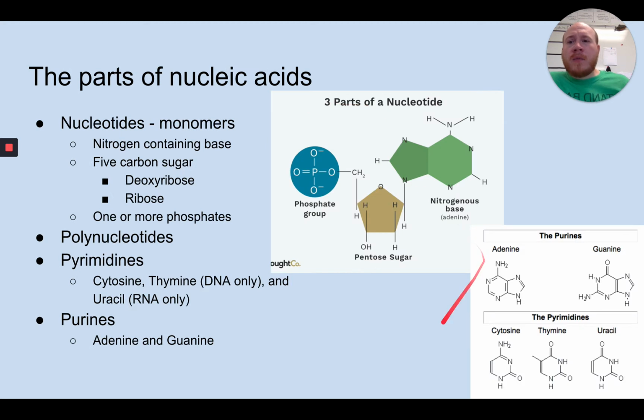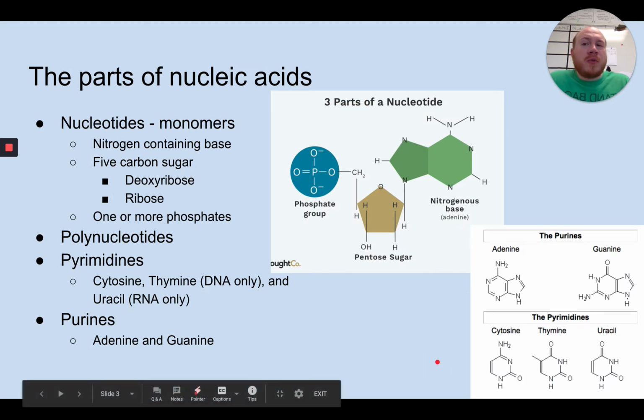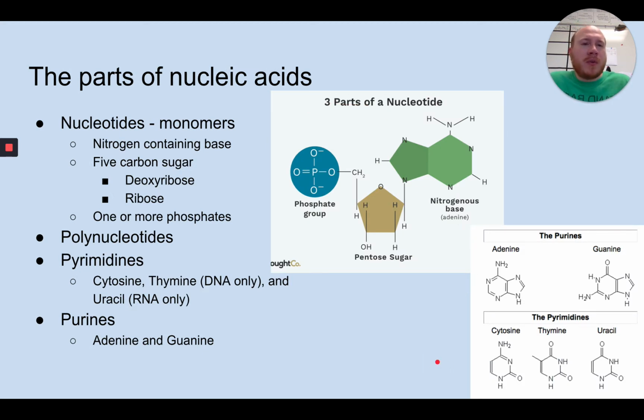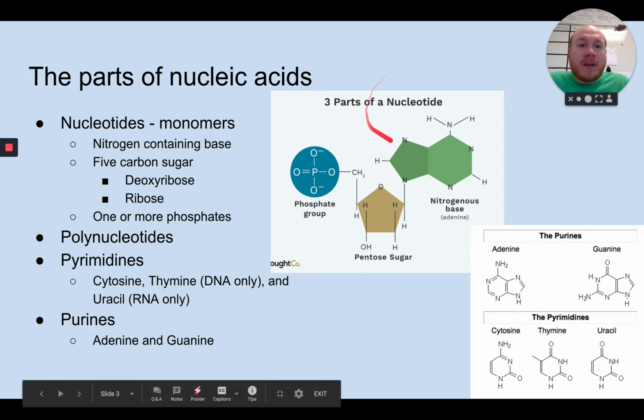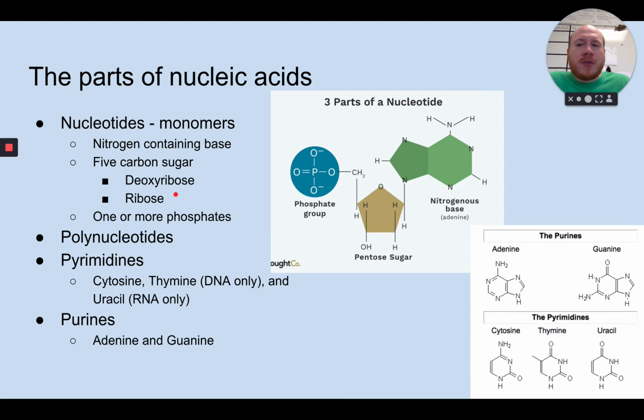So there are three parts to a nucleic acid. Nucleic acids are made up of a bunch of monomers called nucleotides. The nucleotide has a nitrogen-containing base that's going to give it the letter in DNA, like A, T, C, and G. It also has a 5-carbon sugar. In DNA, the sugar is deoxyribose, and in RNA, it's ribose. And they have slightly different structures, which causes them to have slightly different shapes as well.